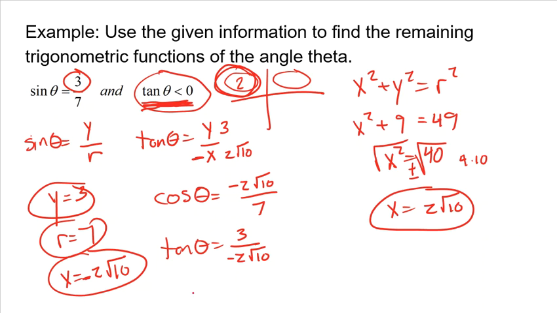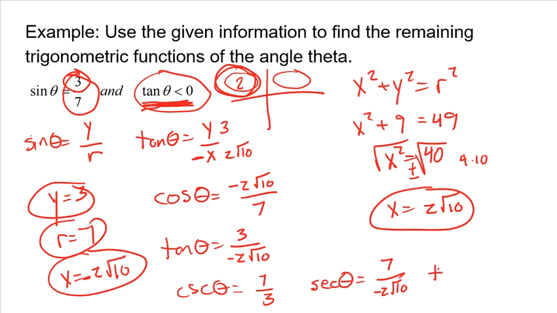And let's see here. Let's do cosecant. Cosecant is the reciprocal of sine. So since I know sine is 3/7, I'm just going to do 7/3. That's r divided by y. Secant is going to be r over x. So don't forget the negative there. It's number 1 error a lot of kids make. And then finally, cotangent is going to be the reciprocal of tangent, which again is x, negative 2 radical 10 over y, which is 3.